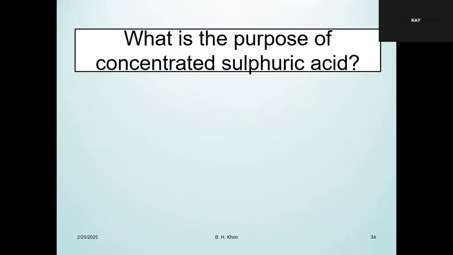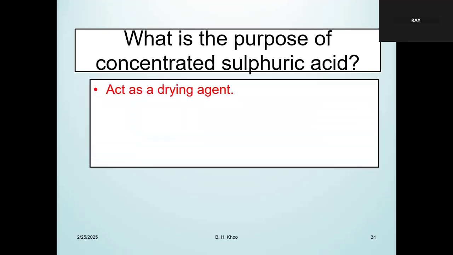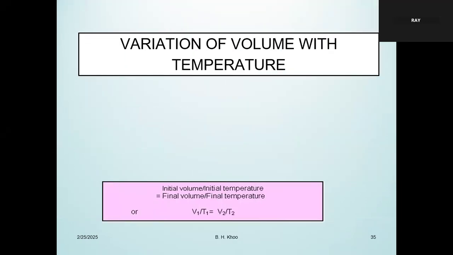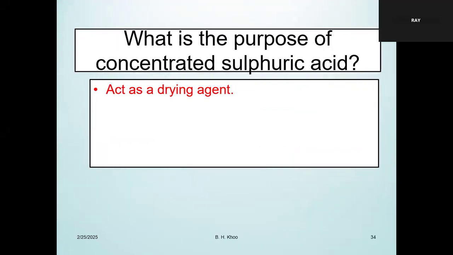What's the purpose of concentrated sulfuric acid? Any idea? No idea. It acts as a drying agent. Keep the air dry. Keep the trapped air dry.